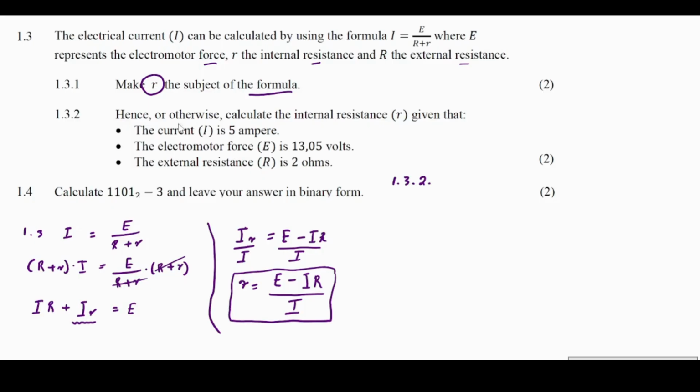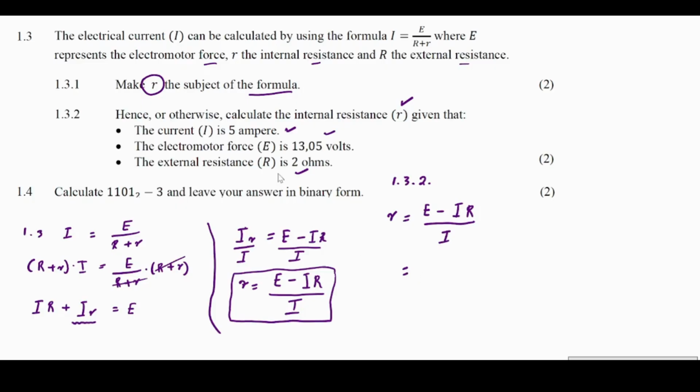1.3.2, they say hence or otherwise calculate the internal resistance R, given that I is 5 amperes, E is 13,05, and then the external resistance is 2. This is straightforward. You just take what you created here and substitute these values that I have given to you. So our R here is given by E minus I and R, all of this divided by I.